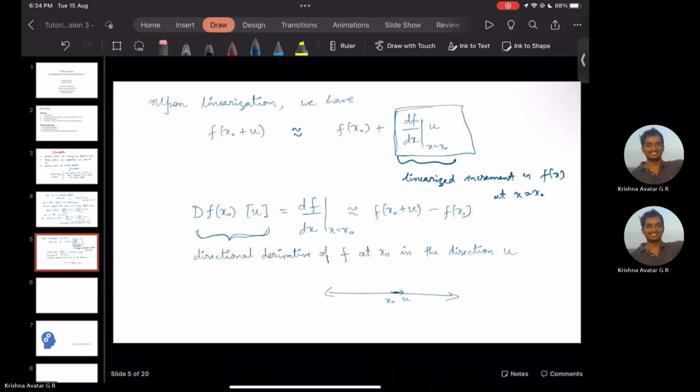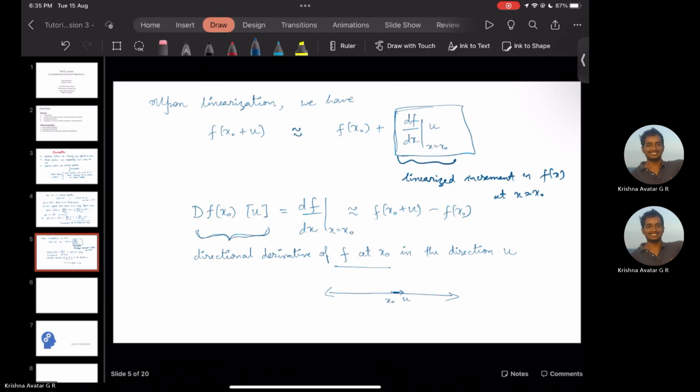So you should have an understanding of this particular statement in that language. That we are just looking at how f changes at x naught along a particular u. So that's what I'm trying to say here.